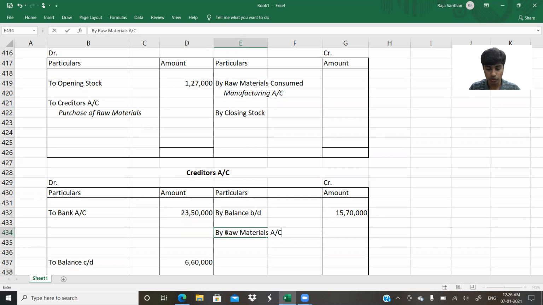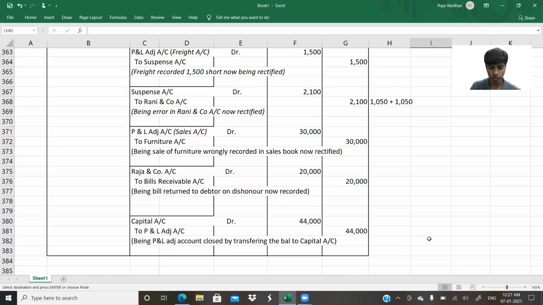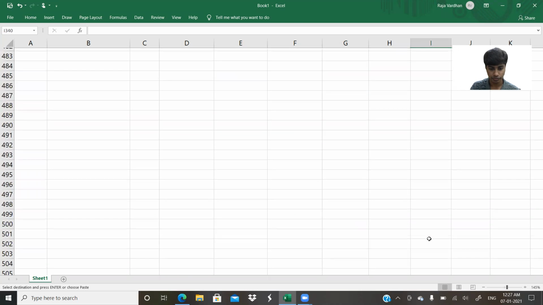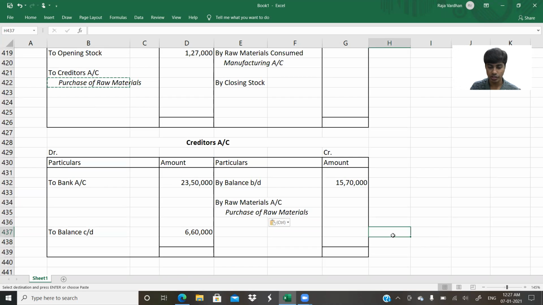By raw materials account. What is this for? This is for the raw materials purchased. Yeah, this is not given. That is the one item that we would have to find in this. So yeah, that is one item which I would have to find in this ledger.